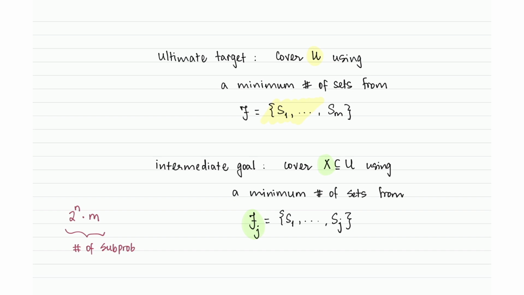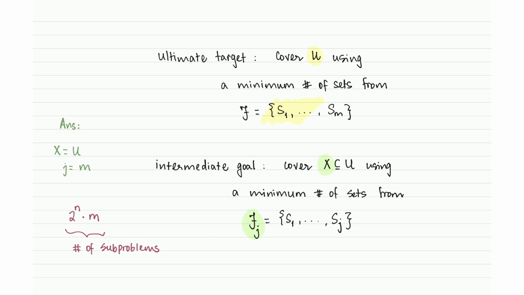And if you think about whether these subproblems are worth solving, well, we want to note that the final answer will lie in the subproblem corresponding to X being equal to the universe and j being equal to m. So this means that this intermediate goal actually manifests as our ultimate target, which is to cover all of U using a smallest number of sets from all of F, right? So if we are able to compute the answers to these intermediate subproblems, then we would in fact be done, because by the time we get to the end of it, we have solved the whole problem.